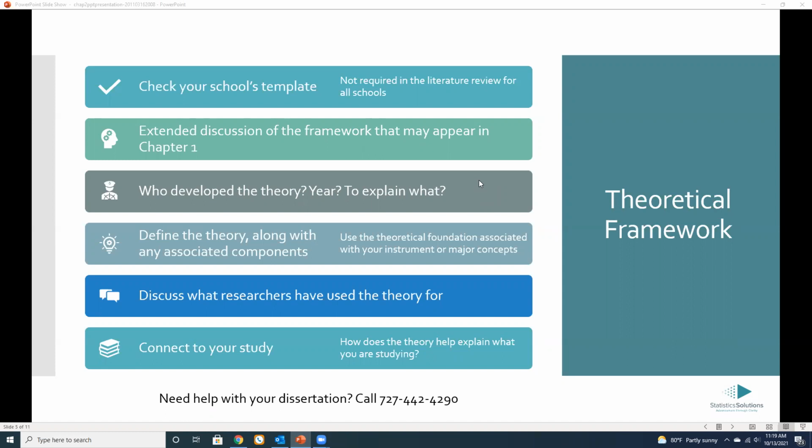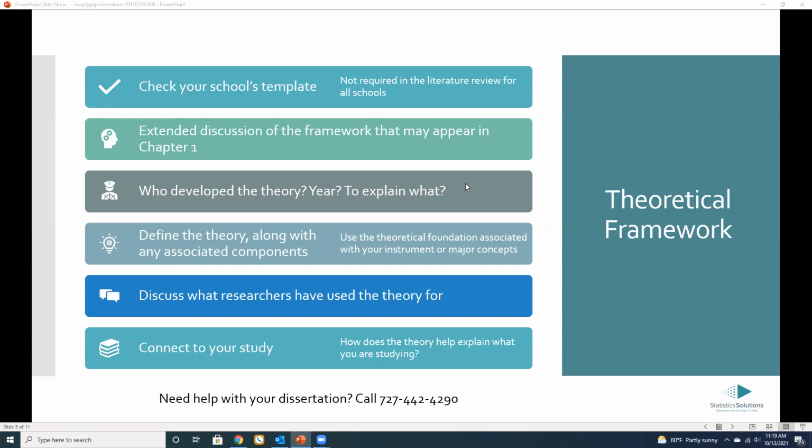And for qualitative studies, your conceptual framework helps guide your interview questions, right? When you sit down to draft your interview questions, they can't come from nowhere. So your conceptual framework will help you guide those interview questions. Yeah, I see it. There's a question there. I'll get to it at the end. We'll come back to this.